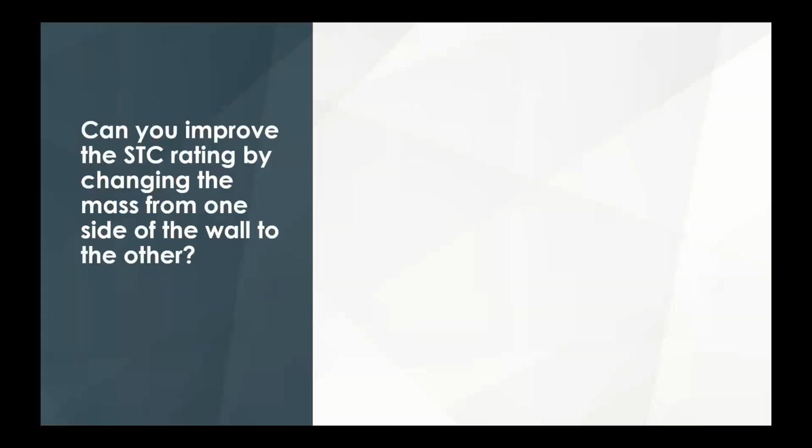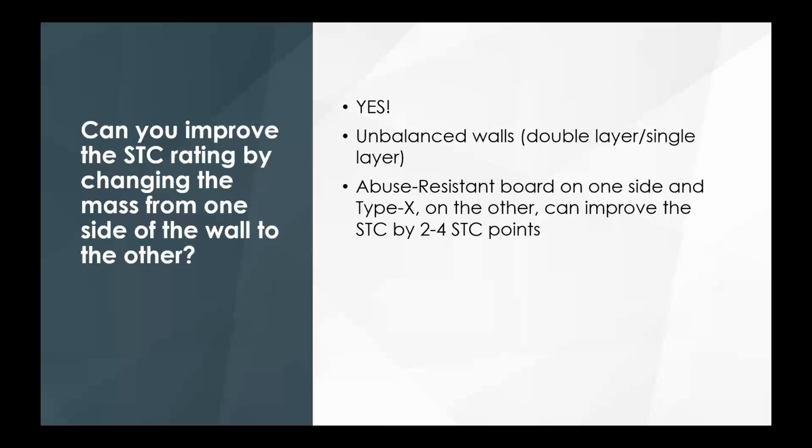Okay, can you improve STC ratings by changing the mass from one side to the other? Absolutely, you can. You may have heard the term unbalanced walls. That's where you have a double layer on one side, single on the other, changing that mass from one side to the other. You can improve the STC that way. Here's another thing that we learned.